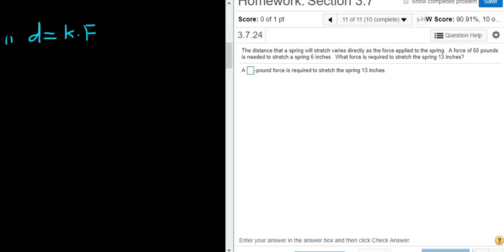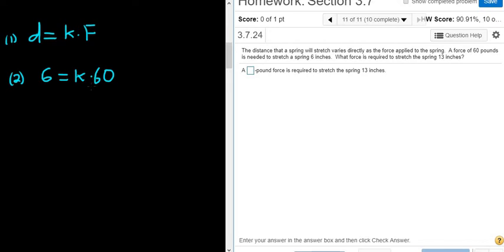So this is step one, right? Step one in a variation problem is usually to write down the formula. Step two is to read the rest and find k. A force of 60 pounds is needed to stretch a spring 6 inches. So let's go ahead and plug everything in. It says a force of 60 pounds, so F is 60. And then the distance here is 6 inches, so 6 for little d.